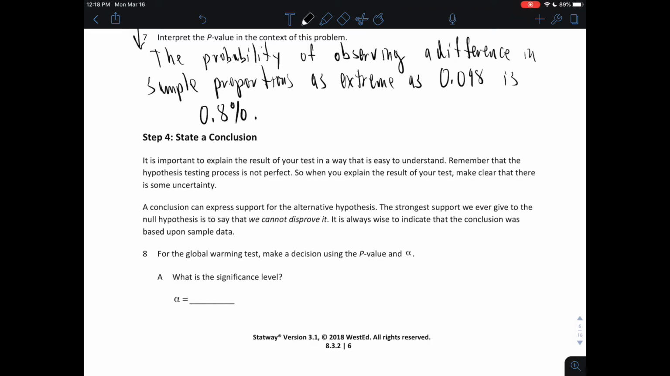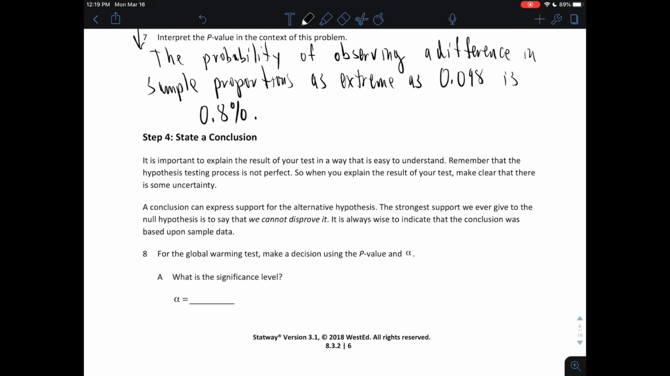A conclusion can express support for the alternative hypothesis. The strongest support we ever give to the null hypothesis is to say that we cannot disprove it. It is always wise to indicate that the conclusion was based upon sample data.